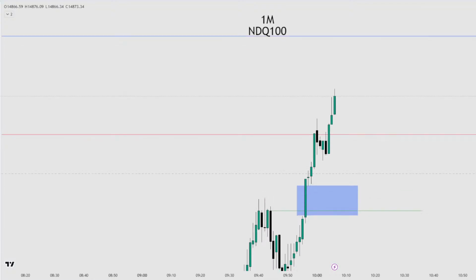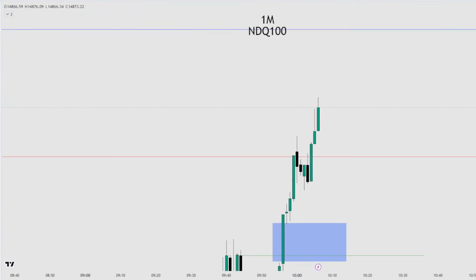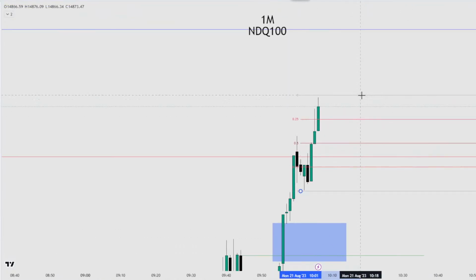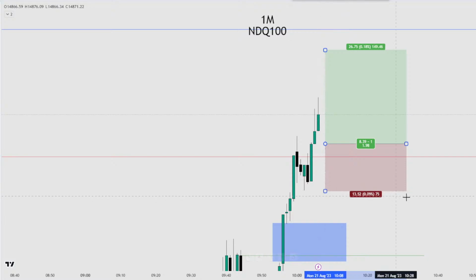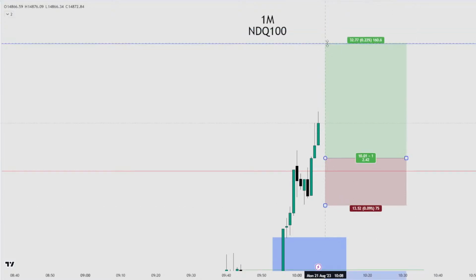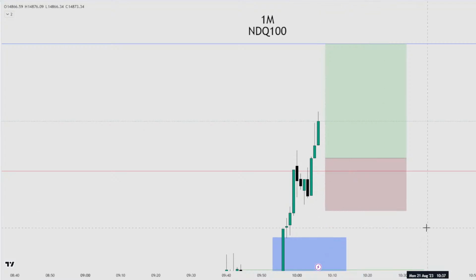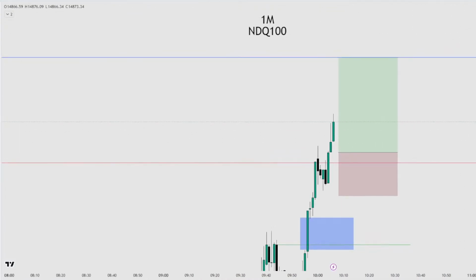Yeah, that's good. That's actually very, very good, in my opinion. I would like to see one more push, and then a trade would be framed like this. 15-point stop, 1 to 2. Clean, just a quick trade, you know.